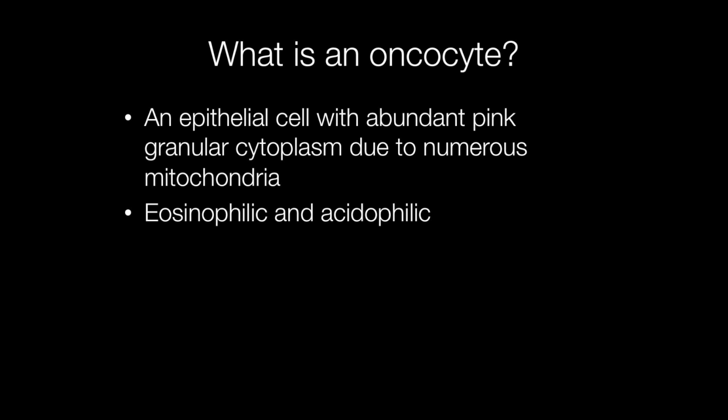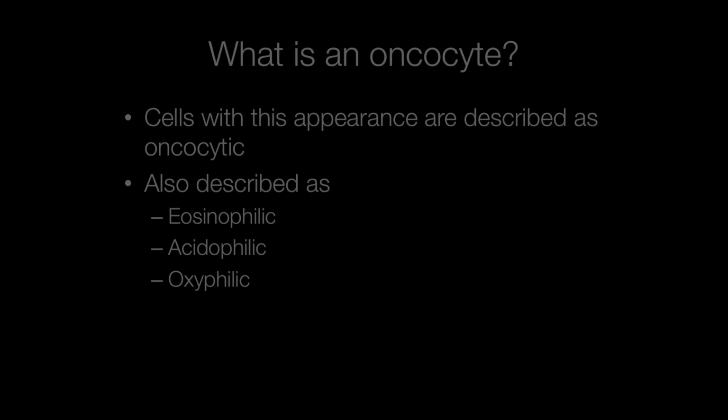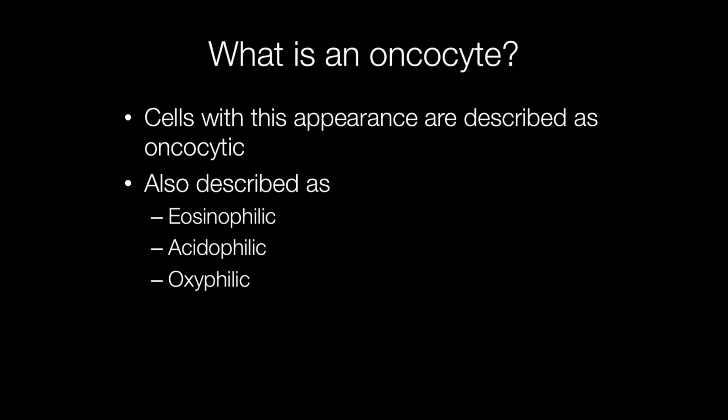An oncocyte is simply an epithelial cell with abundant pink granular cytoplasm due to numerous mitochondria. So cells with the appearance of an oncocyte are described as oncocytic, and they may also be described as eosinophilic, acidophilic, and sometimes oxyphilic.